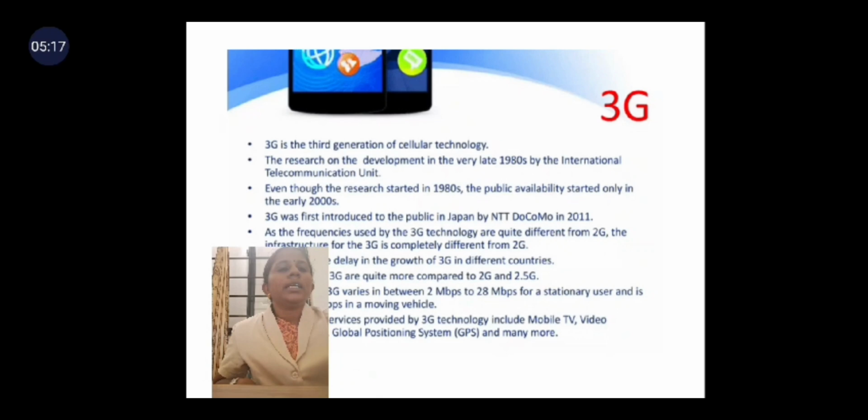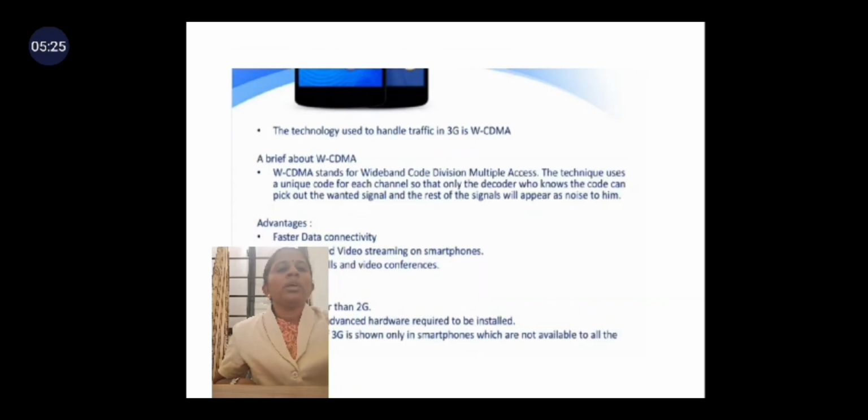The technologies include mobile TV, video conferencing, global positioning system, and many more. The technology used for 3G is wideband CDMA, that is wideband code division multiple access. In this we have a unique code for each channel, so that only the decoder that knows the code can pick out the wanted signal, and the rest of the signal we can consider as noise.